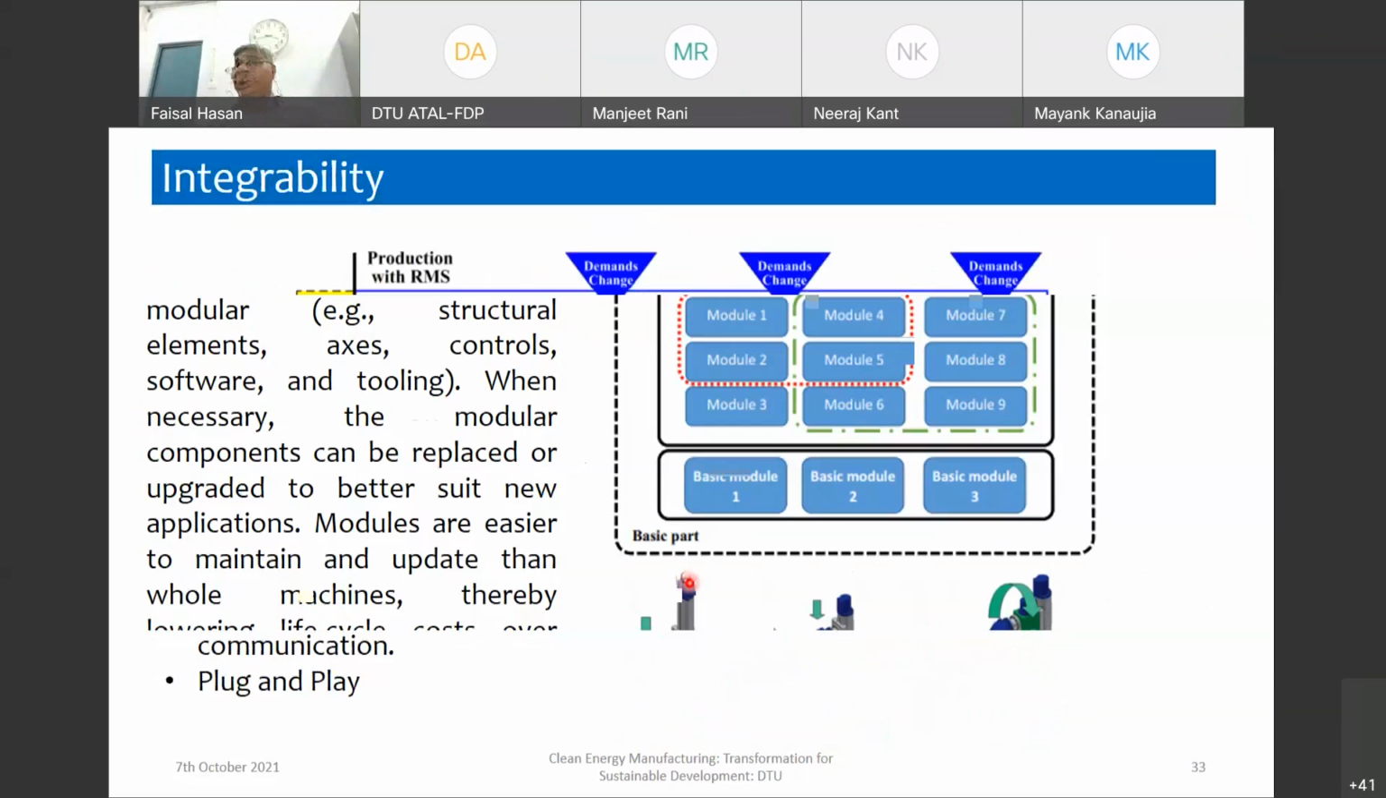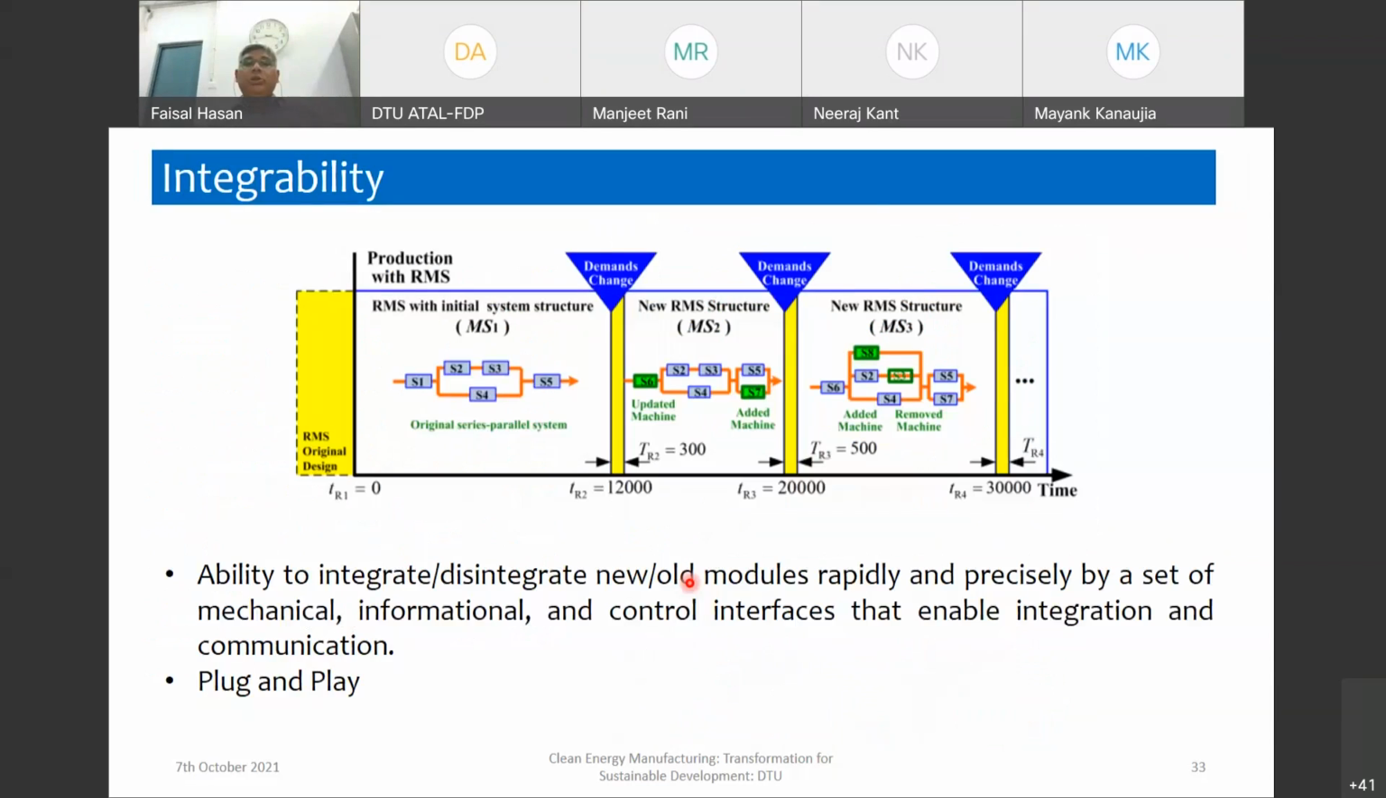Integrability. Integration of one machine with the other. So the thing is that if I'm using this assembly line and say I want to insert a new machine into it, how can we go for it? If I am designing a system, I must take care that if some new machine is being added, my arrangement should be capable of adapting the new machine in the system itself.